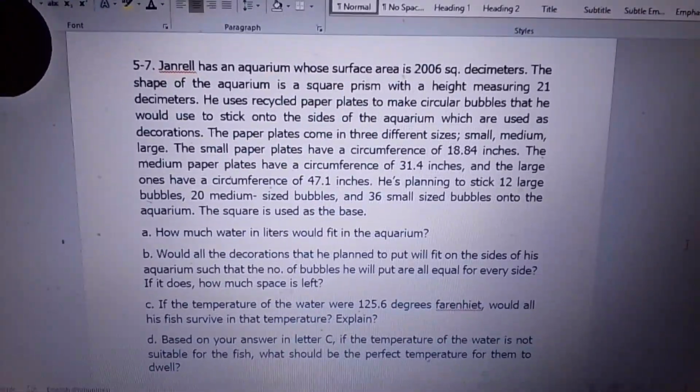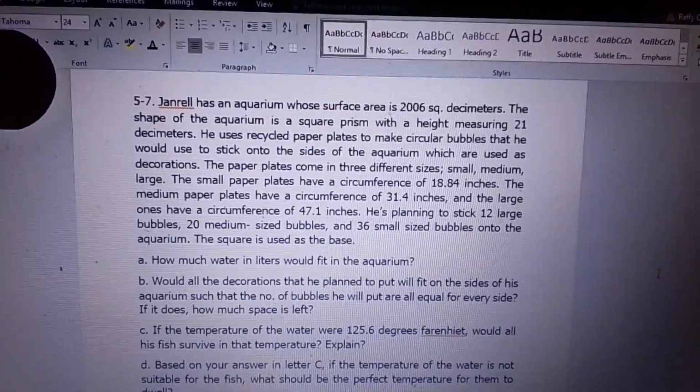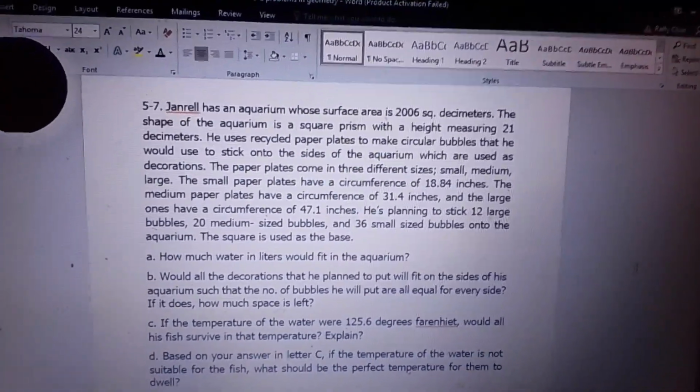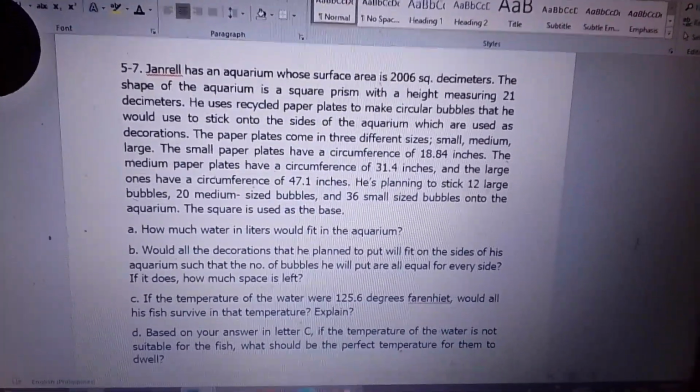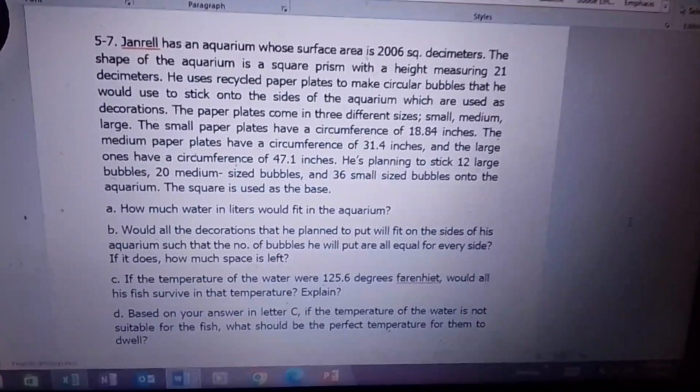Are you ready for more? There's more. For number 7, just what I said, it gets a bit harder, so pay close attention. Now here's the next problem.